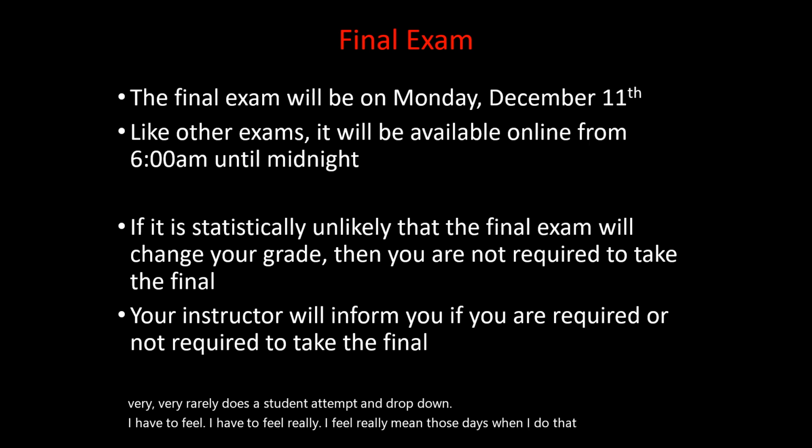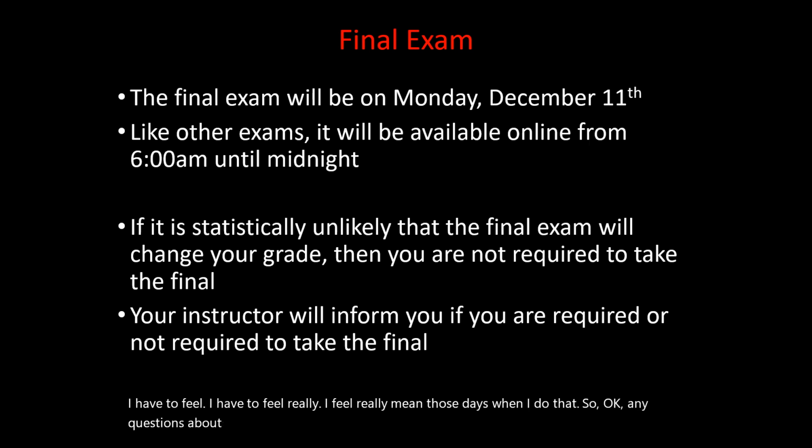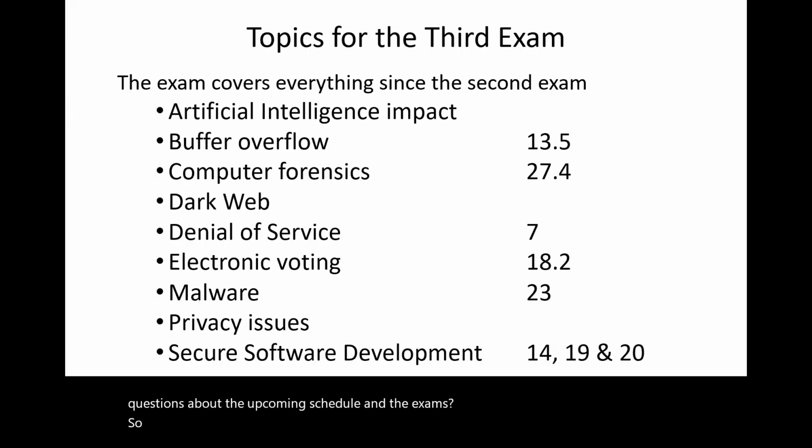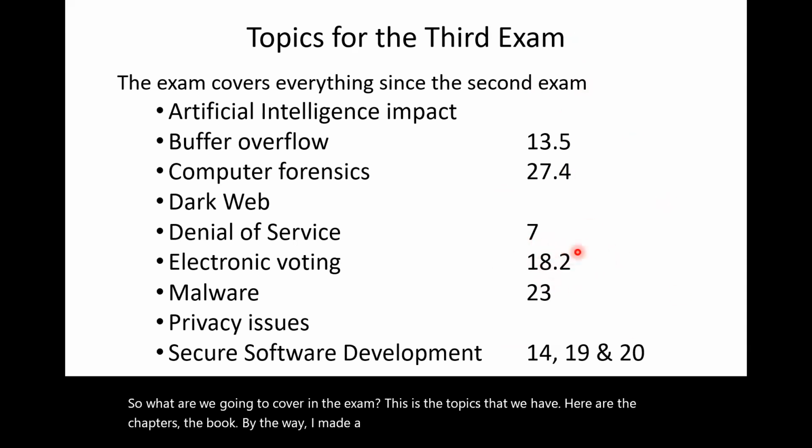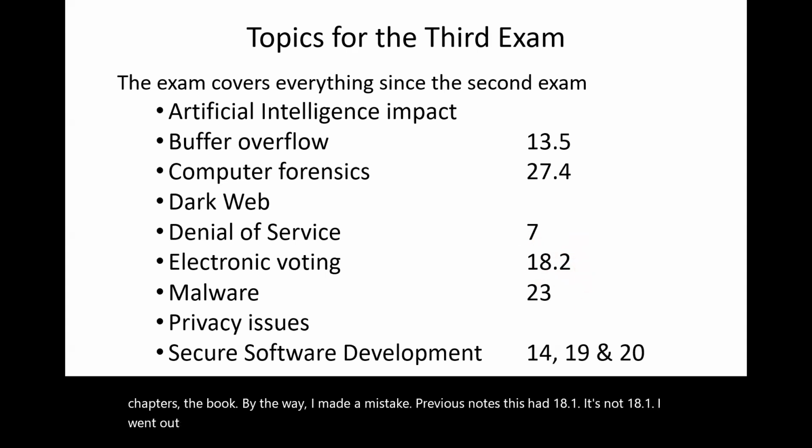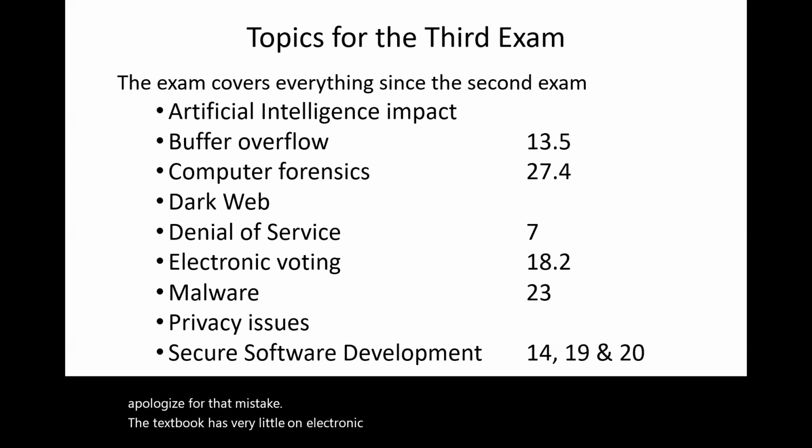So, okay. Any questions about the upcoming schedule and the exams? So what are we going to cover in the exam? These are the topics that we have. Here are the chapters of the book. By the way, I made a mistake. Previous notes had 18.1. It's not 18.1. I went out, looked at 18.1. I go, where is this stuff on voting? And it's not there. It's in 18.2. So I apologize for that mistake. The textbook has very little on electronic voting anyway, so you can read 18.2, but it's not going to do you a lot of good.